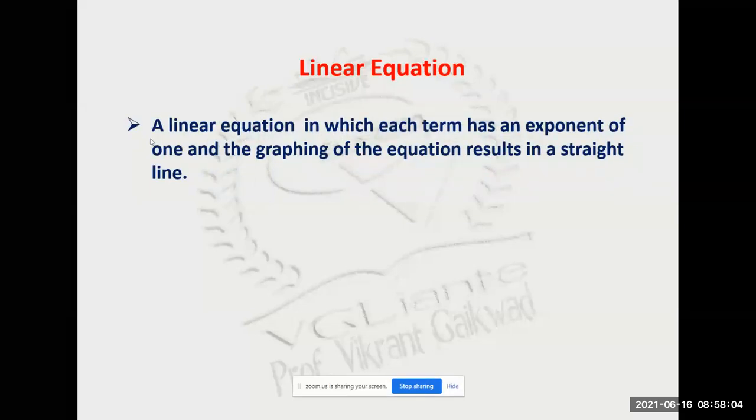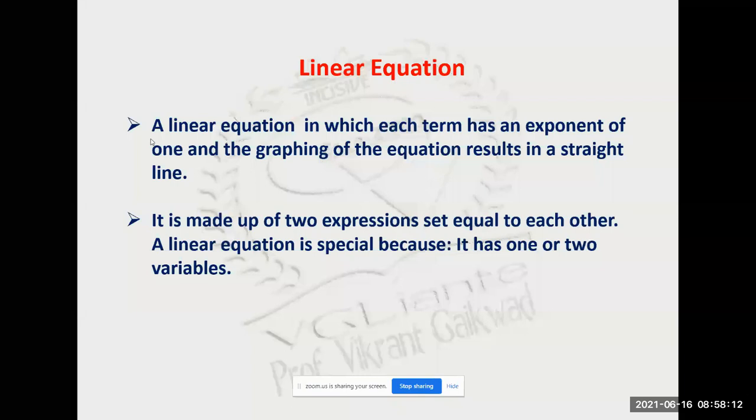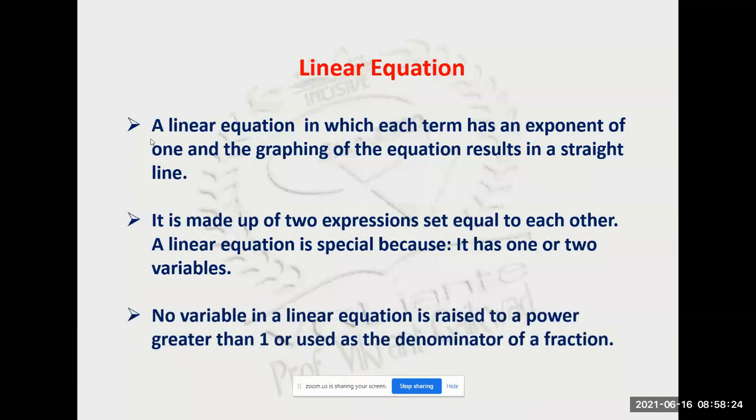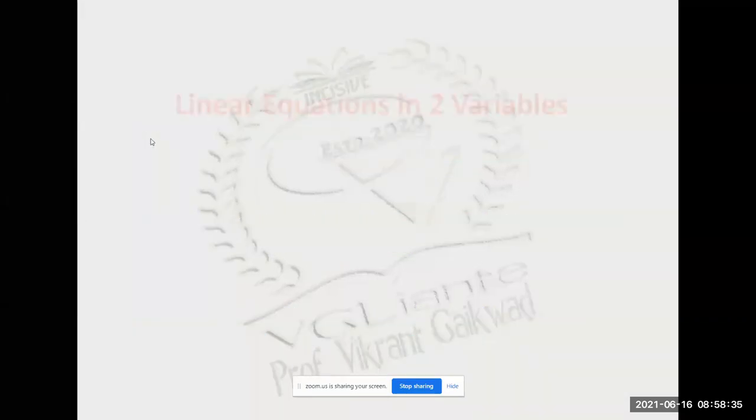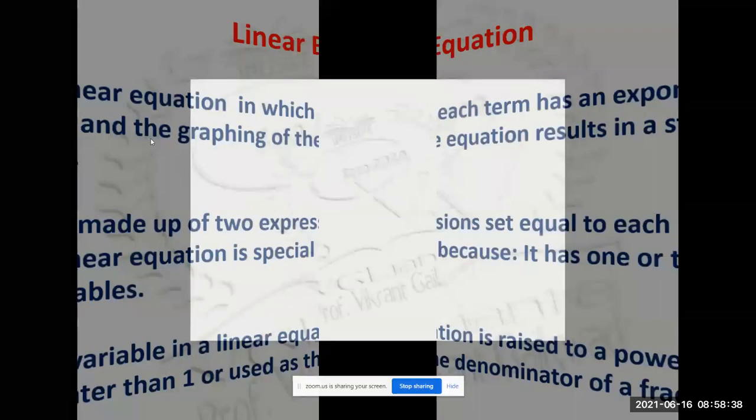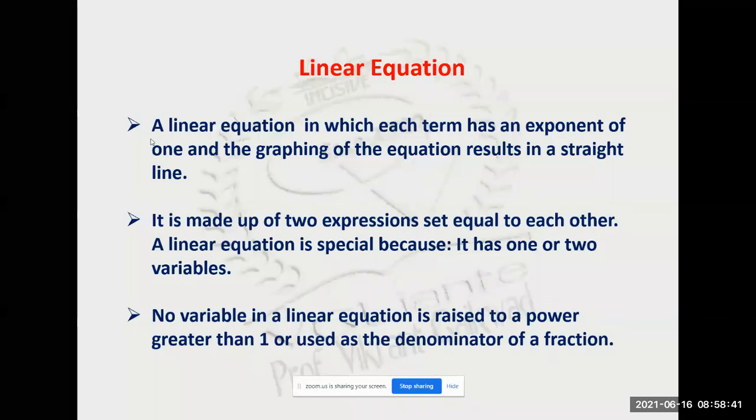So a linear equation is made up of two expressions set equal to each other. A linear equation is special because it has one or two variables. No variable in a linear equation is raised to a power greater than 1 or used as a denominator. So a linear equation is one in which each term has an exponent of 1.